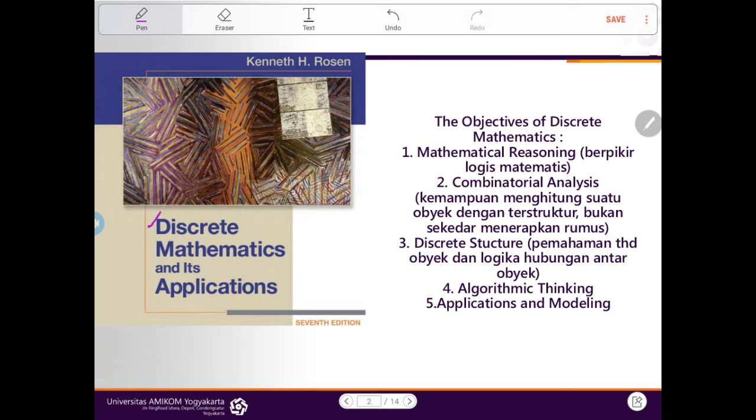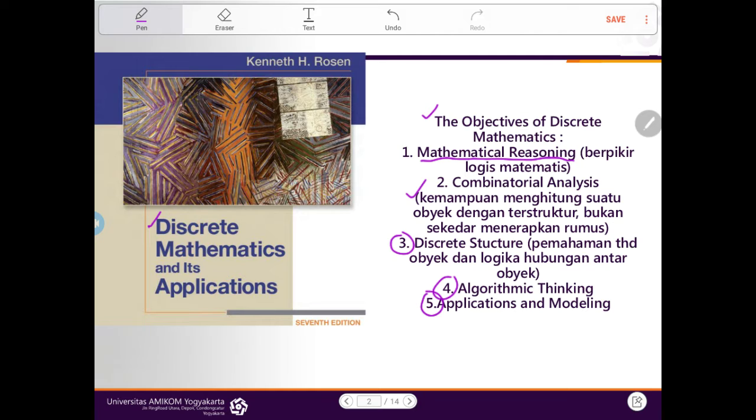Okay. The objectives of discrete mathematics that we will learn: first, mathematical reasoning, or in bahasa, berpikir secara logis matematis. The second is we can make a combinatorial analysis. This is kemampuan menghitung. And then we can make a discrete structure. Number 4 is algorithmic thinking, and we can make an application and modeling.